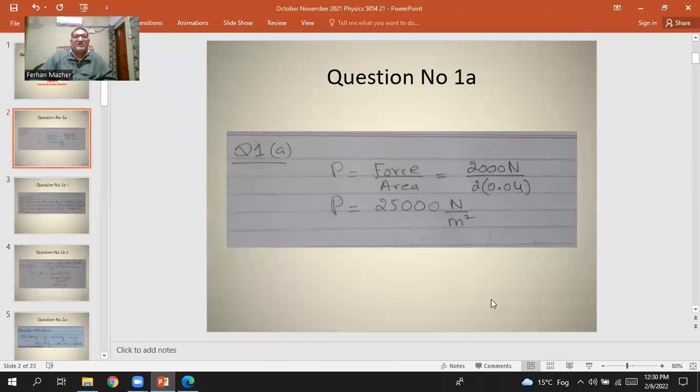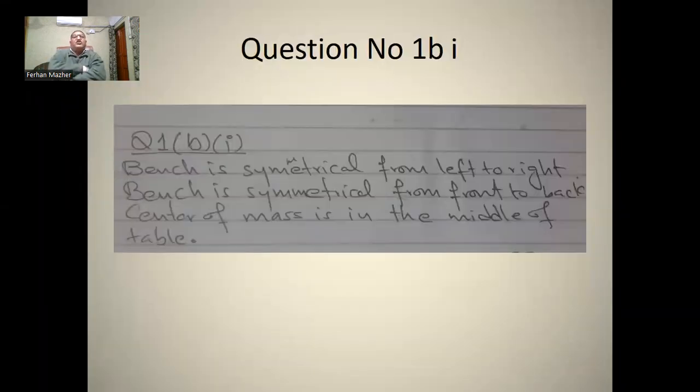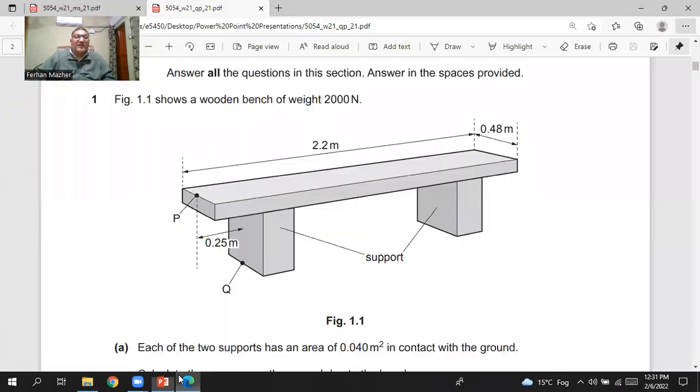Okay, so here we go. Bench is symmetrical from left to right. Bench is symmetrical from front to back. Center of mass is in the middle of the bench. So this is my answer. Okay, so let's go to the next part.